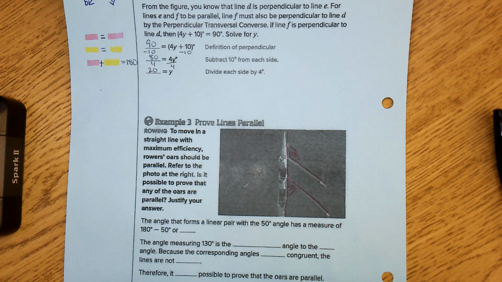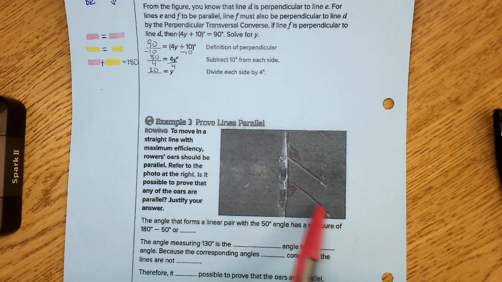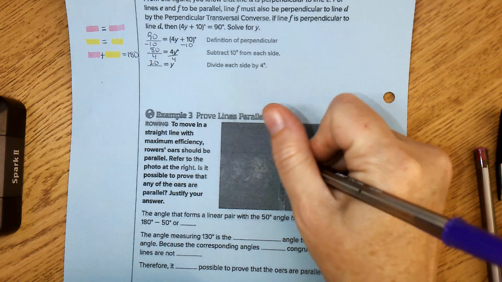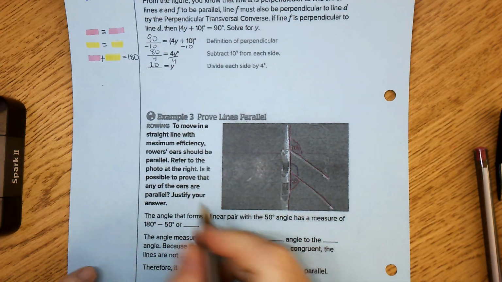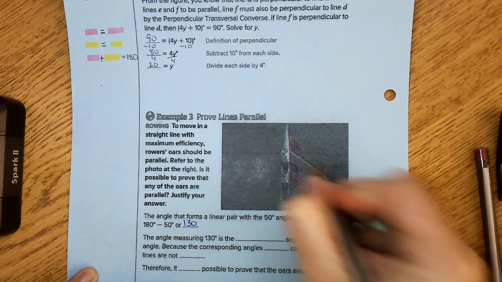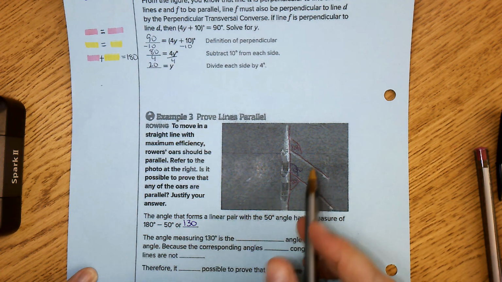Okay. So to move in a straight line with maximum efficiency, rowers' oars should be parallel. That's their goal. Refer to the photo on the right. Is it possible to prove that any of the oars are parallel? Justify your answer. Okay? So the angle that forms a linear pair with the 50 degree angle, well, linear pair means it forms a straight line. So 180 minus this 50, it's looking for this angle here, and that would be 130 degrees. So the angle measures 130 degrees.